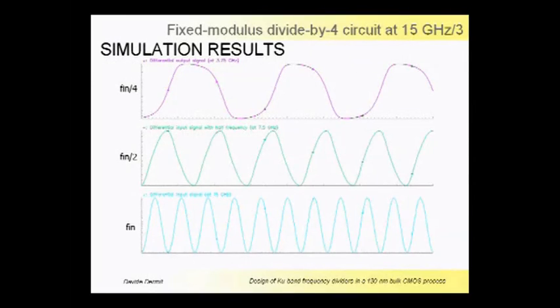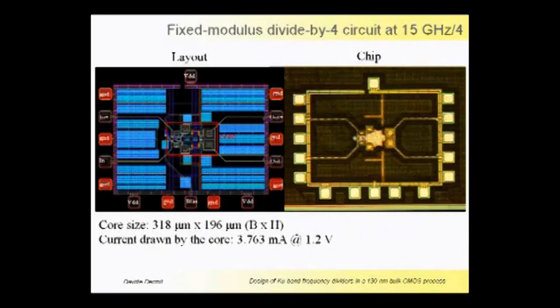Here are some simulation results. This simulation is done in the all typical case at room temperature. On the bottom of the figure you can see the input frequency of 15 gig, and then going bottom up you can see the output of the first division stage, so 15 divided by 2 gigahertz, and finally the output of the whole prescaler, on the top of the figure, which is the input frequency divided by 4. Here is the layout view and the corresponding chip microphotograph.